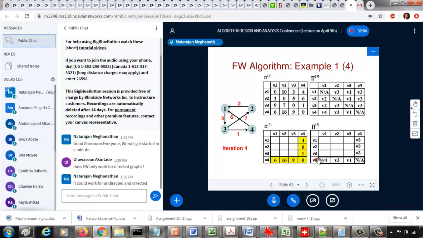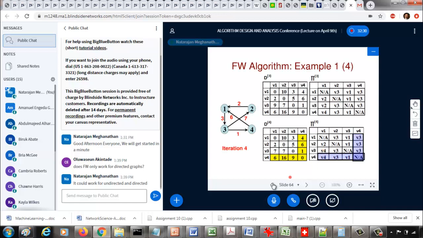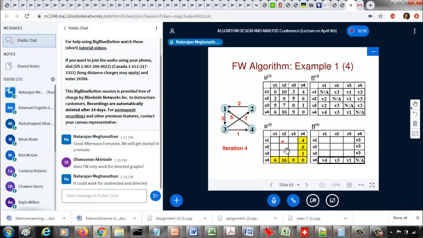So look into the row for V4 to V1. The predecessor is V4. So put that as the predecessor now to reach from V3 to V1. So V3 to V1 going through V4. So from V4 to V1, what was the predecessor? The same as the predecessor now going from V3 to V1. So that's V4. So that's what you will update as the predecessor. Okay. So now this entry here is 7.